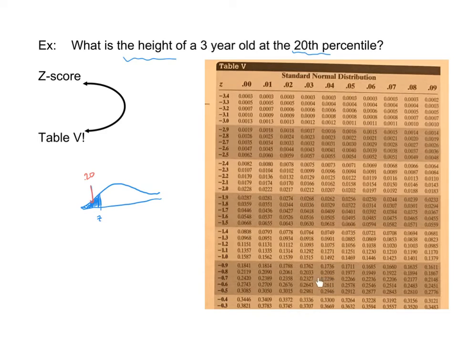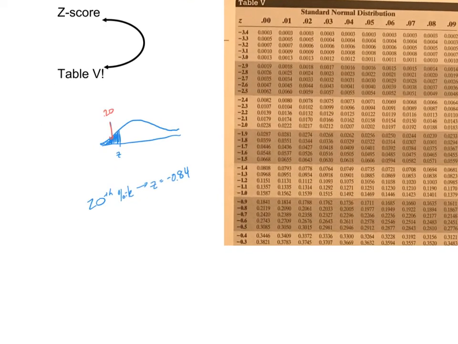Now I've got to look to the left and look up to know what my z-score is. From here to the left is negative 0.8, and up is 0.4. So the 20th percentile corresponds to a z-score of negative 0.84. This one is a little bit different. We got to start on the inside and go to the outside of the table. So what do we do with that? That's not the answer to the question. That's just the z-score. Now, how tall is that little 3-year-old?